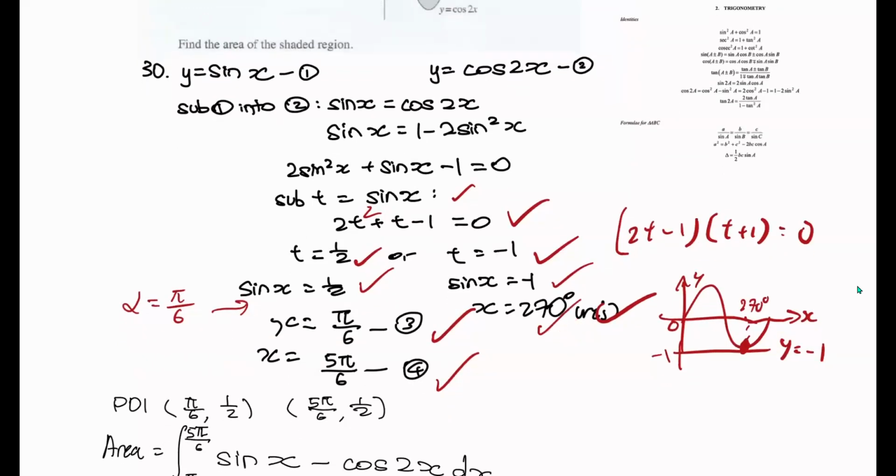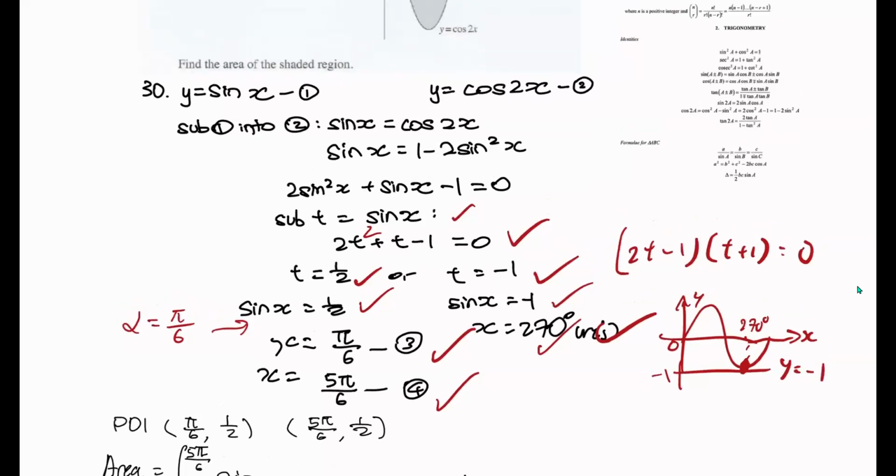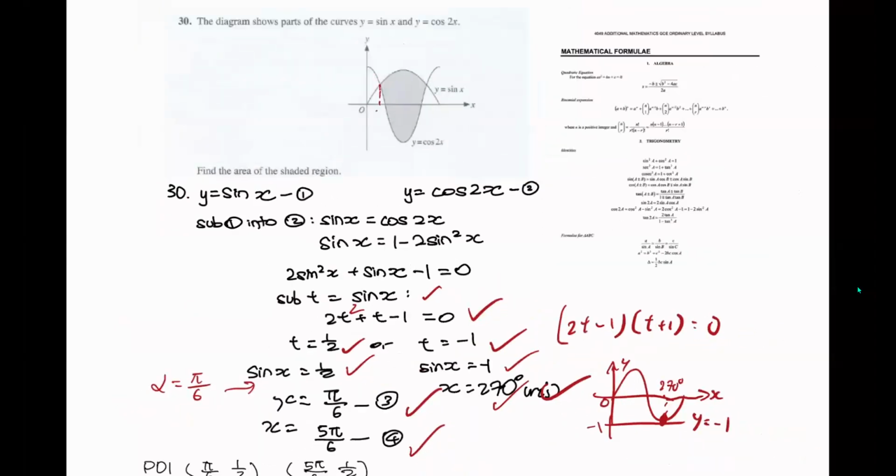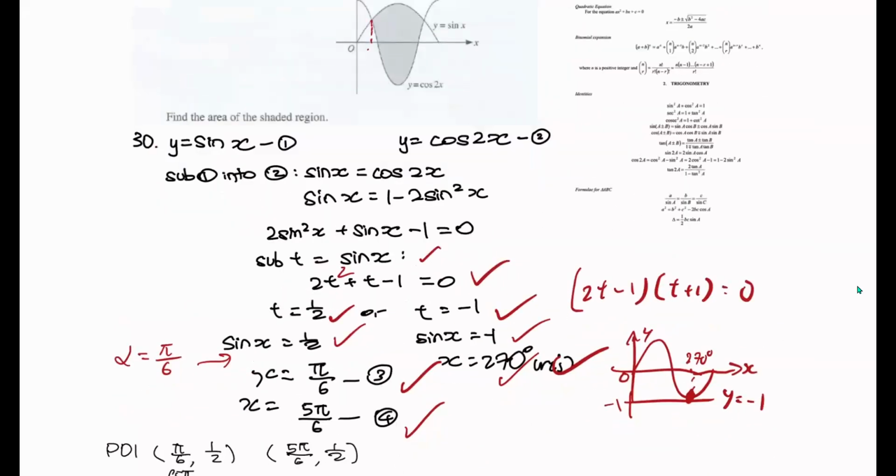Because here, 270 degrees is, wait a minute, hold on a second. No. Wait. 5 pi over 6. Let me think again.